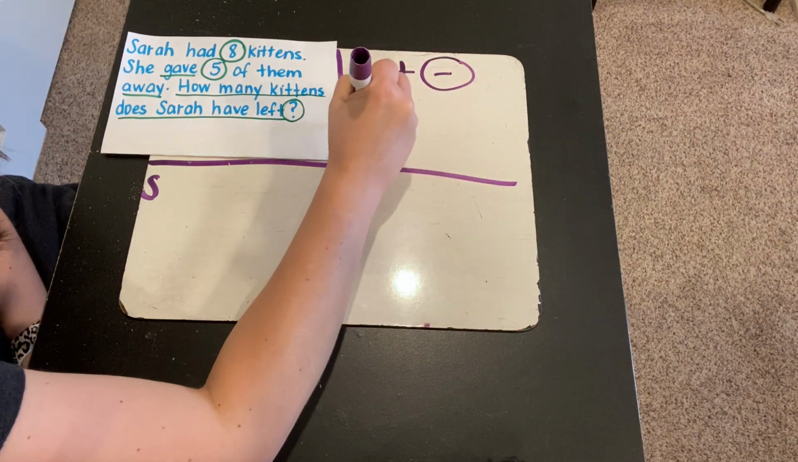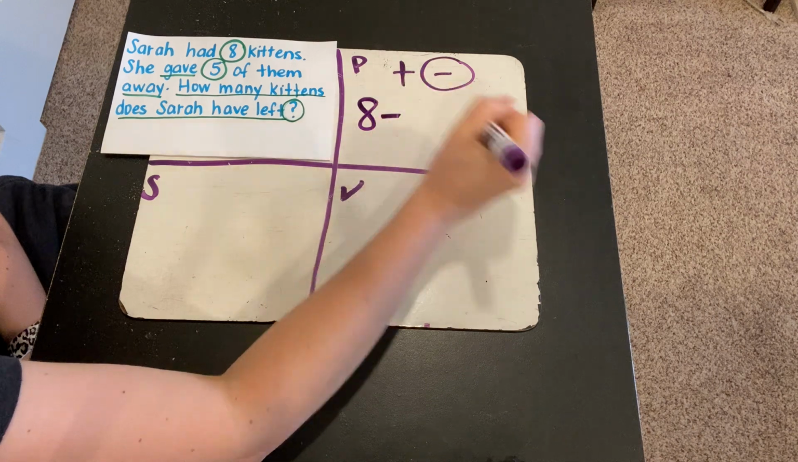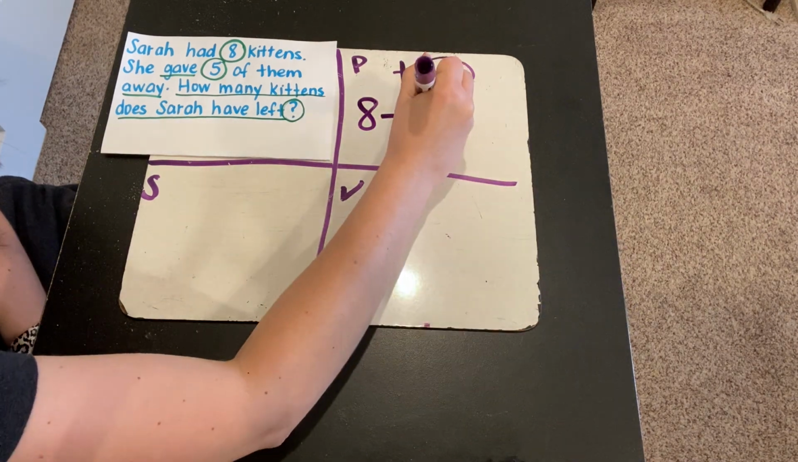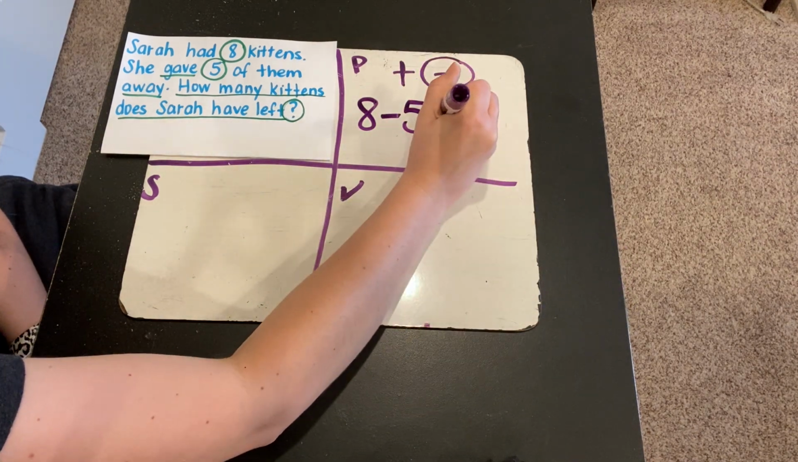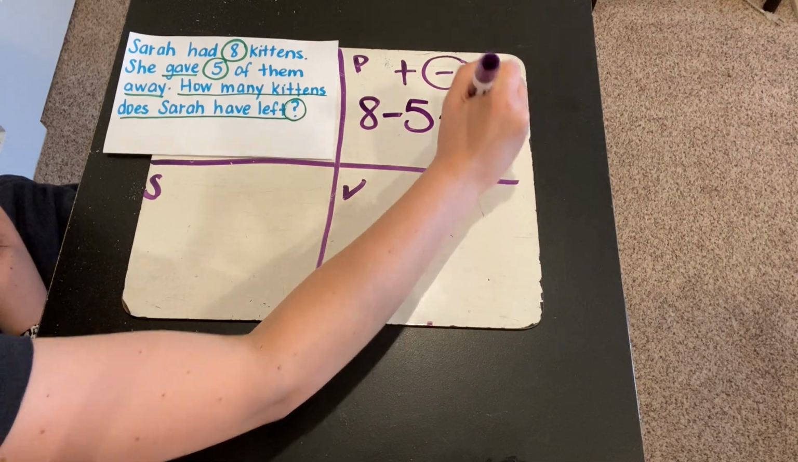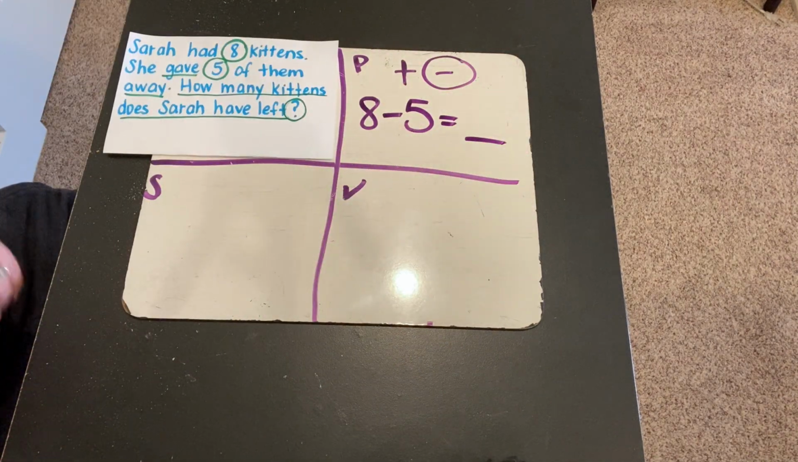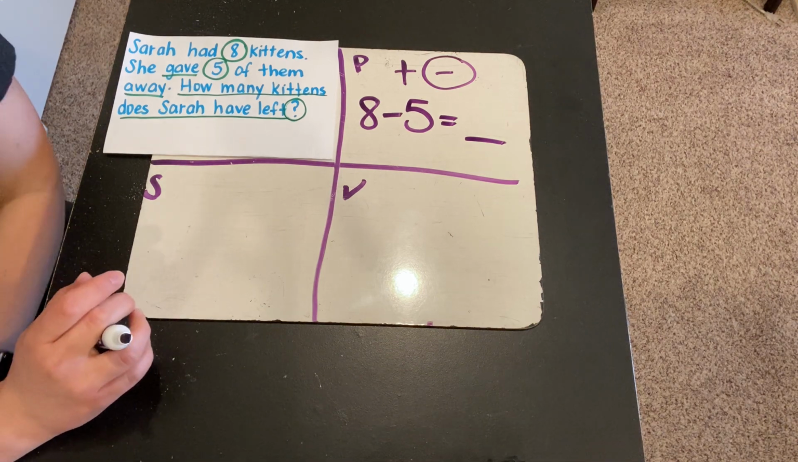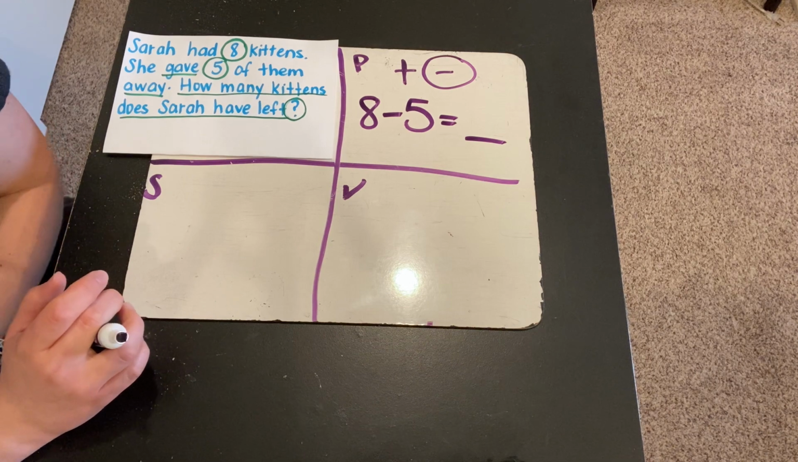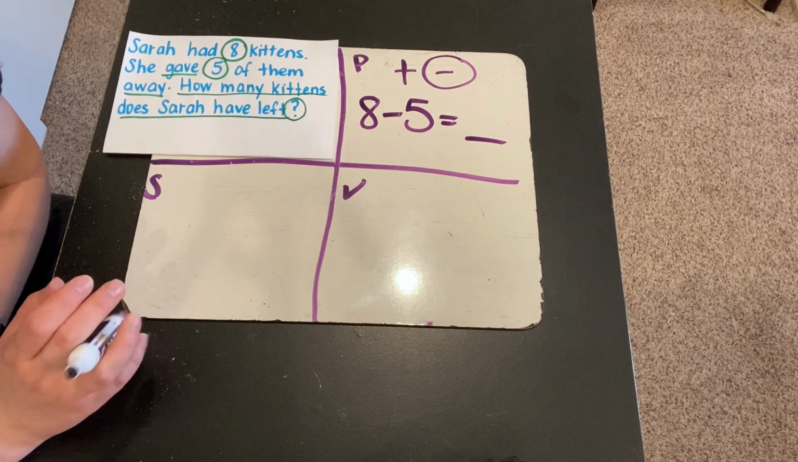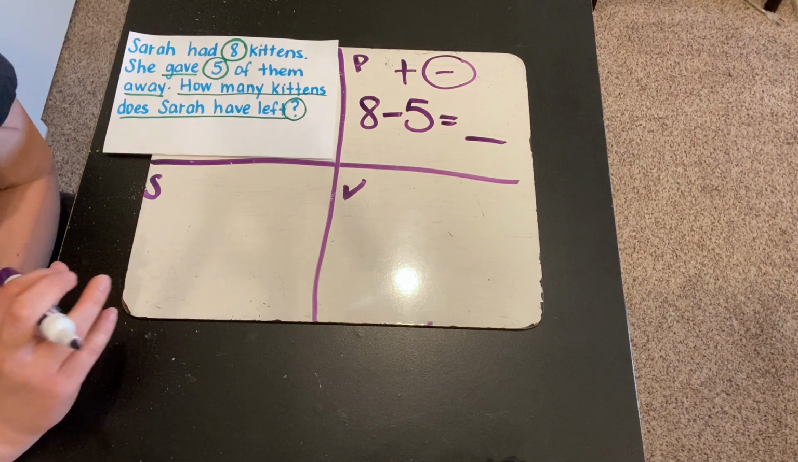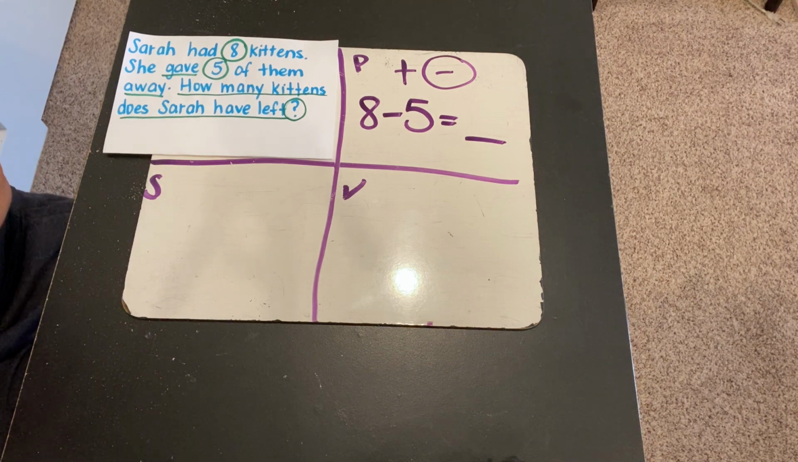She started with 8, and then she gave away how many? 5. And we're trying to see how many are left. That's going to be our answer to this problem, how many are left. Okay, so right now I want you to press pause and see if you can figure out how many are left, and then we'll solve the problem together. So press pause, and then when you're done, press play.